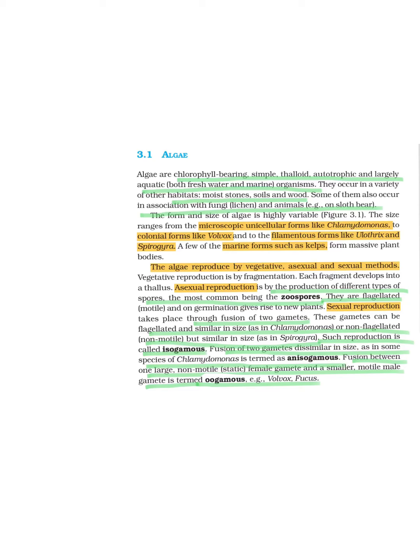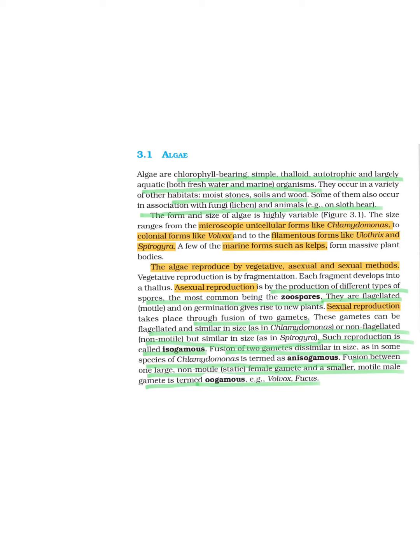In habit and habitat, we can say that they are found in moist places, on moist stone or rock, soil, or even wood. Some of them occur in association with fungus, that means a symbiotic association. We discussed earlier that they are known as lichens. And sometimes they are associated with animals, like on the sloth bear. So they show symbiotic association also.